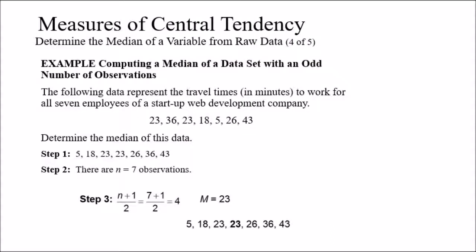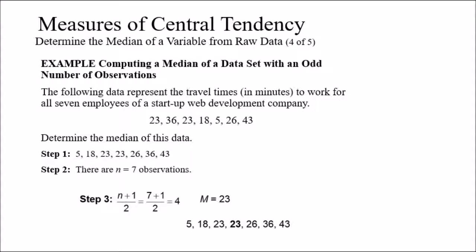Here's an example. Using the previous example in the previous video about the 7 employees of the startup web development company, I have some observations of the time that they use to travel to work, or their commute time, and I want to determine the median for that set of data. So the first step is to arrange the data in ascending order. So we start with 5 and then 18 and then the two numbers that are the same, which is 23, and then 26, 36, and 43.